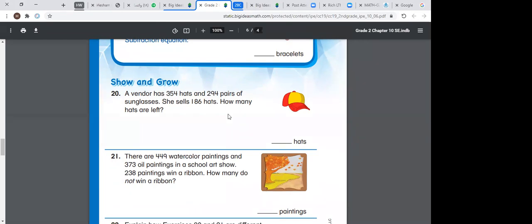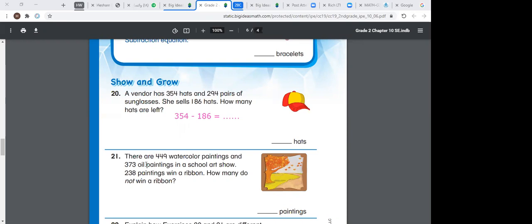I said to you before, grade 2, if you want to find how many are left, you have to subtract. But subtract what number minus what number? The question is how many hats are left. So subtract the hats that she sold from the total number of the hats. So let's write the total number of hats, 354, minus the hats that she sells, 186, equals what number? You can get it by yourself. It's very easy.